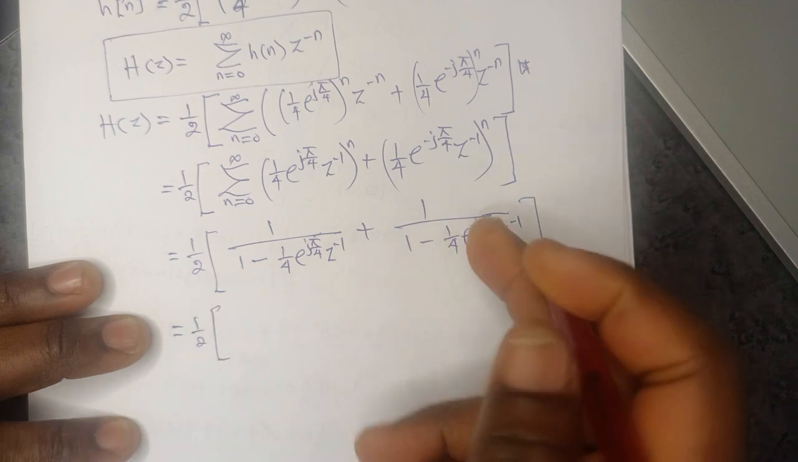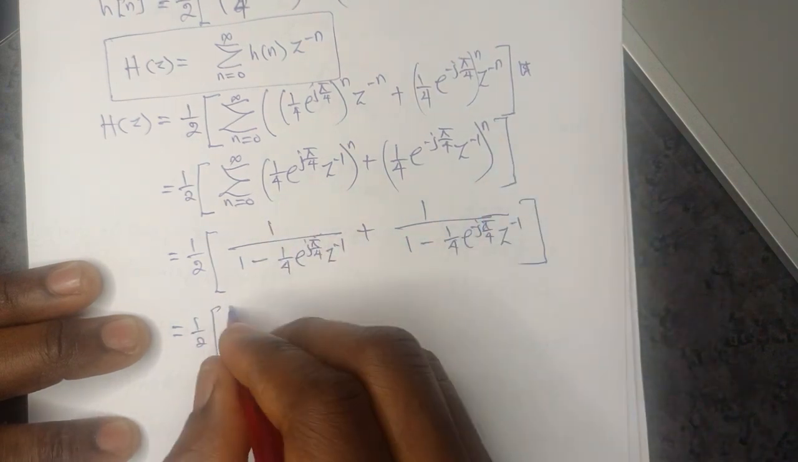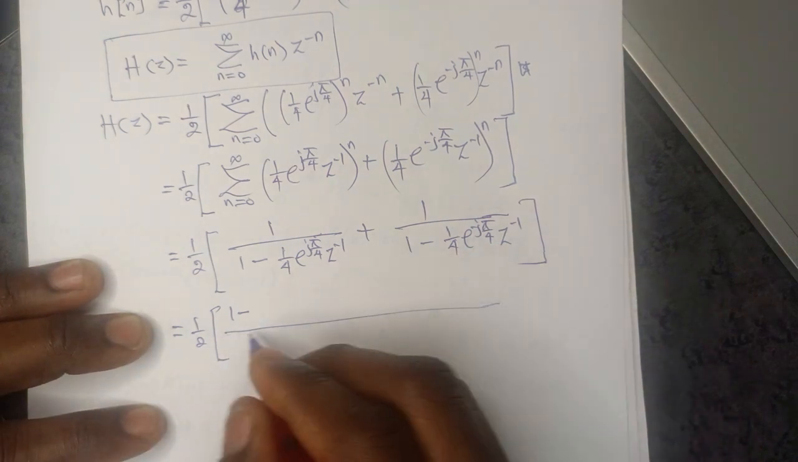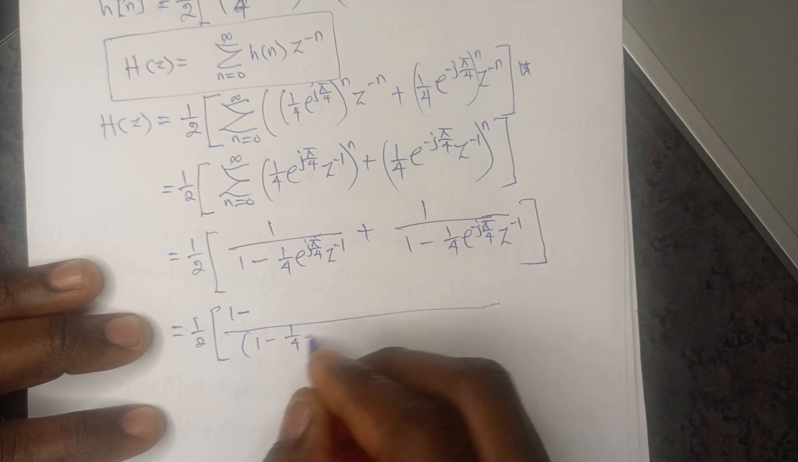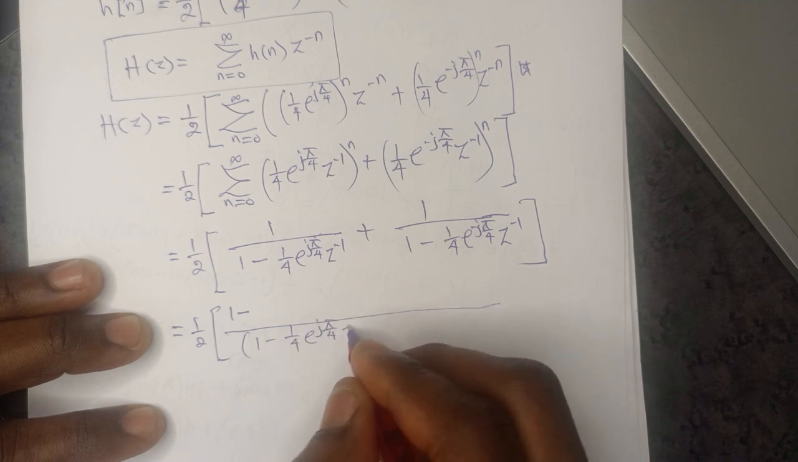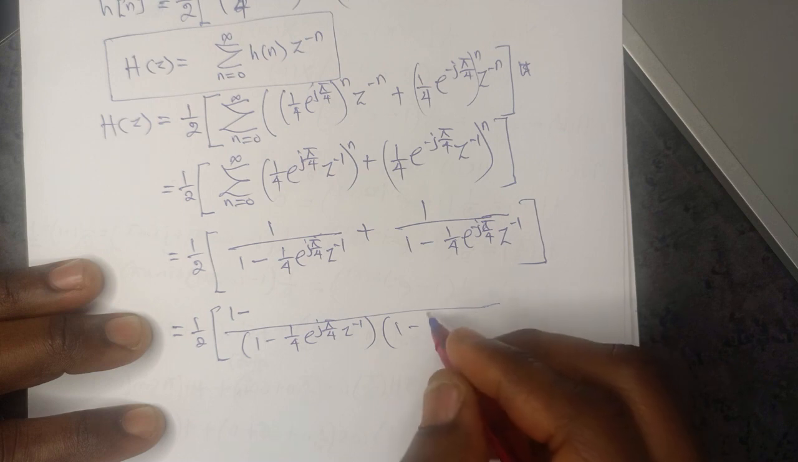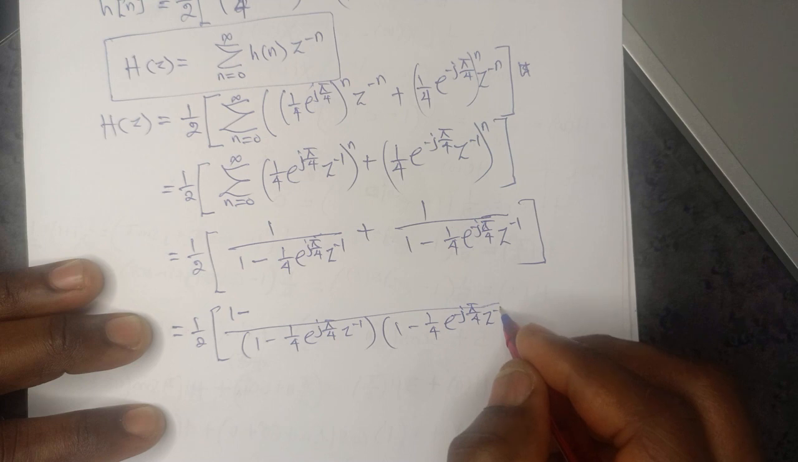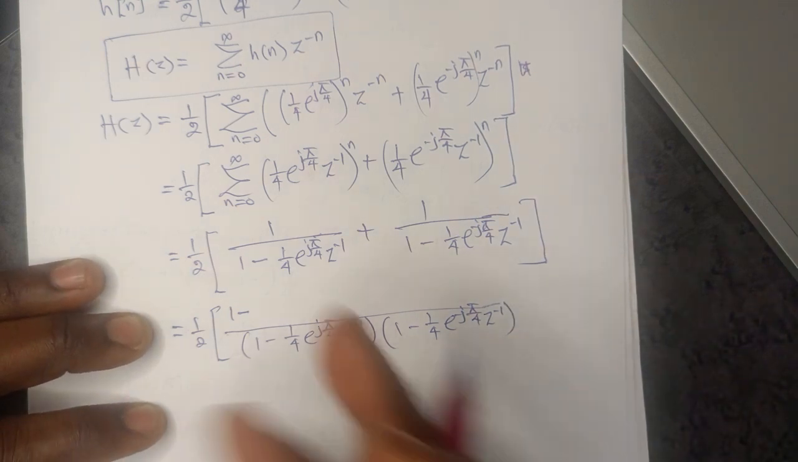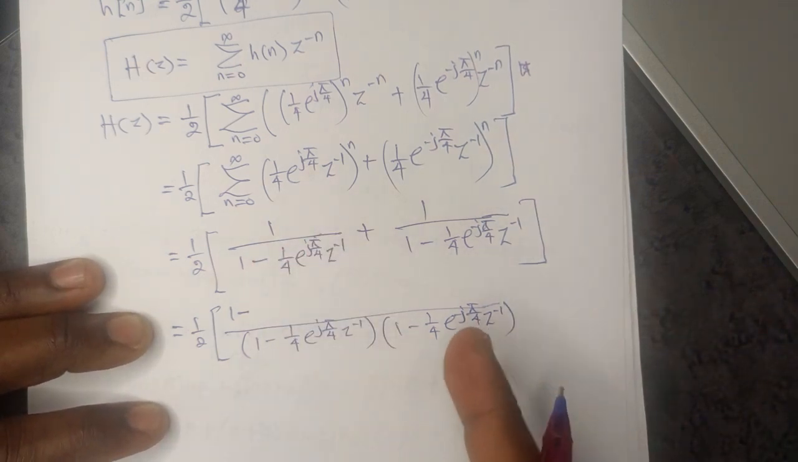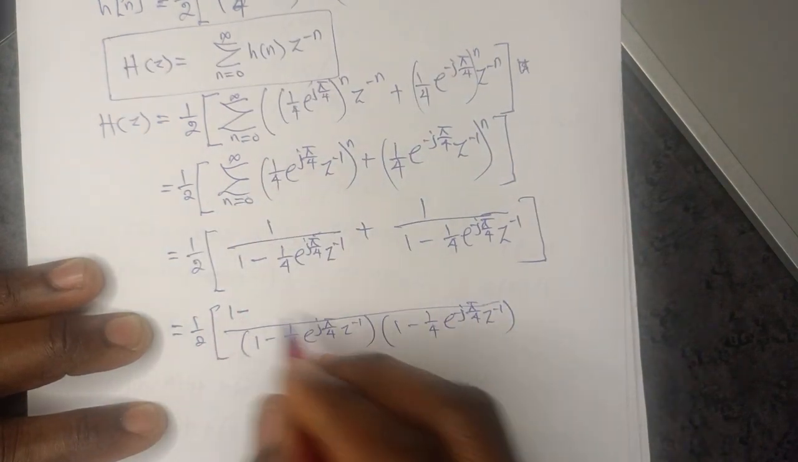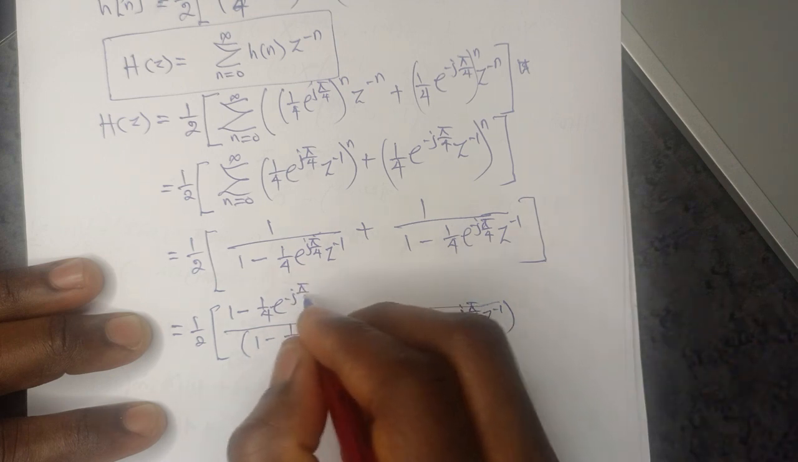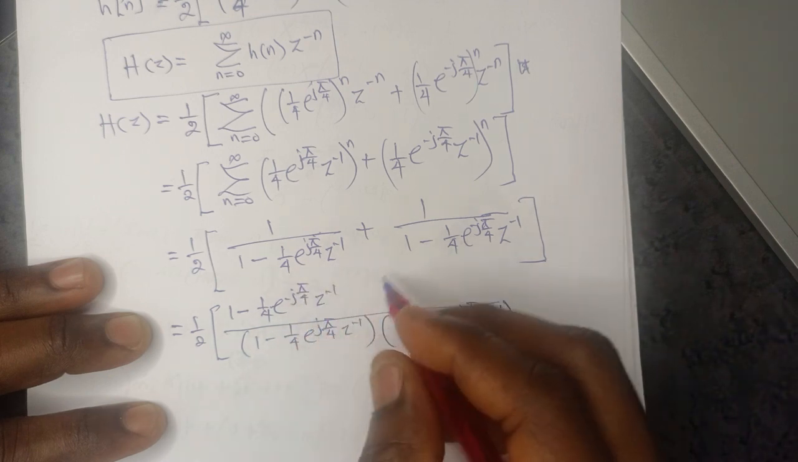When this one multiplies this, we have 1 minus, it's like we are finding the LCM of this fraction. That is 1 minus 1 all over 4 e raised to the power j pi all over 4 z raised to the power minus 1, and 1 minus 1 all over 4 e raised to the power minus j pi all over 4 z raised to the power minus 1. So this and this is going to cancel this, you are left with this. This will now multiply 1, and that's when you have 1 over 4 e raised to the power minus j pi all over 4 z raised to the power minus 1.